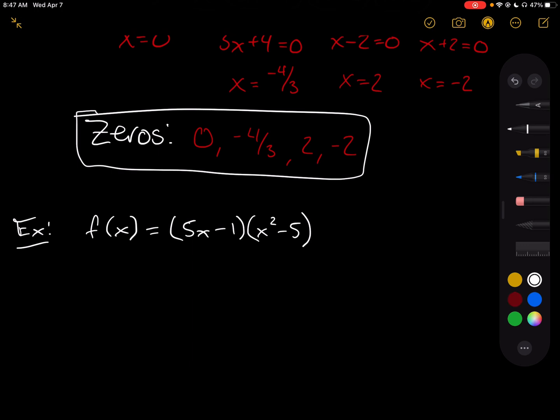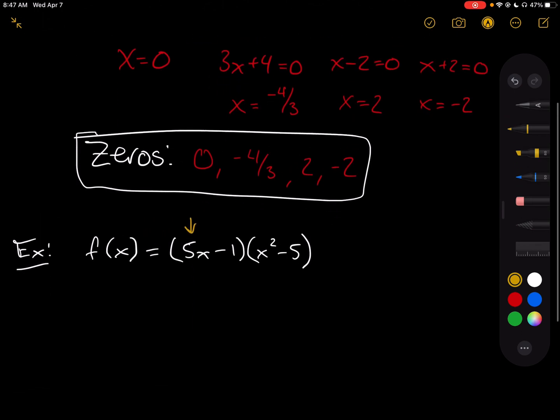So now, if we look, we actually only have one linear term, right? Each linear term relating to a rational zero. And then we also have this quadratic factor, x squared minus 5. And presumably, if we've got a quadratic, that means that it didn't factor nicely, and so there are no rational roots or zeros associated with that. Right? So the only real rational root that we're going to have is going to come from the linear factor 5x minus 1, which would relate to the zero 1/5. Okay?